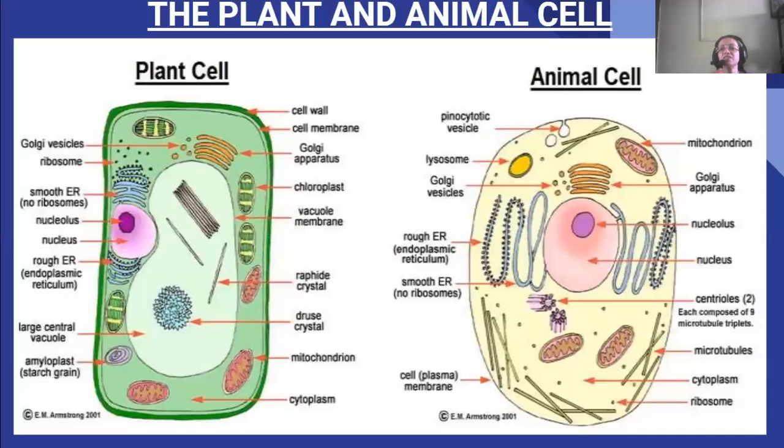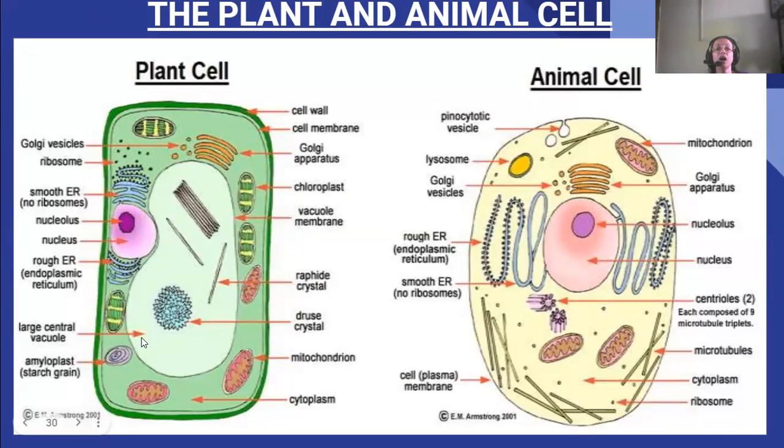This is the picture of the plant cell and the animal cell. You can see the cell wall here, double layered, triple layered. There is no cell wall in the animal cell. Other things are present in both cells, like the cell membrane, Golgi apparatus, ribosomes, smooth endoplasmic reticulum, and nucleus. See, the nucleus is shifted towards one periphery here, but here it is present in the center of the cell.